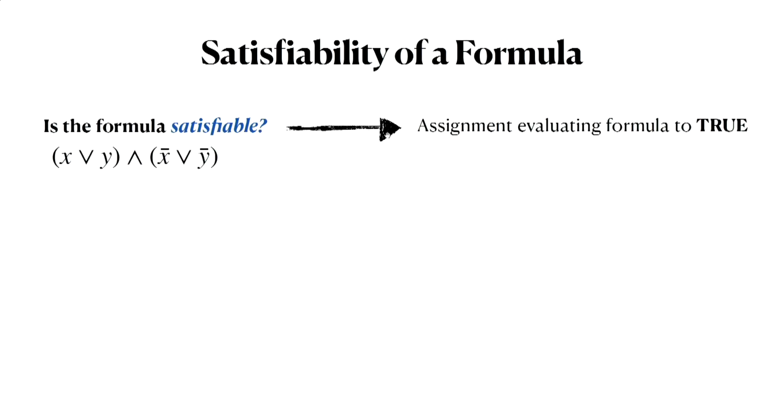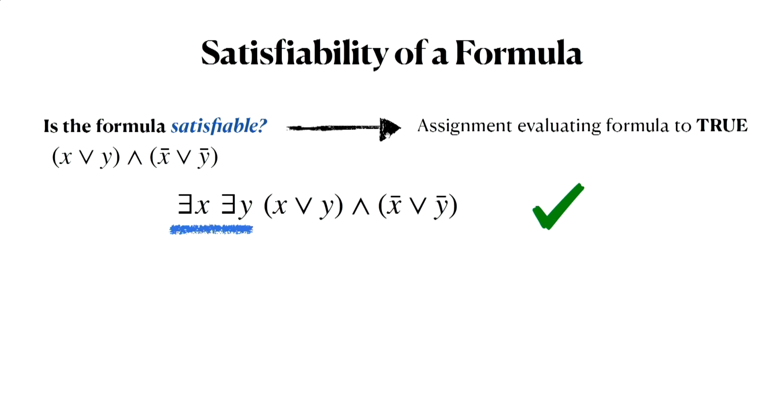I am interested in whether my formula is satisfiable or not. What do I mean by this? Is this formula satisfiable? Is there any assignment to my variables x and y such that when I plug the assignment into my formula, this formula evaluates to true? So the question I am asking is, does there exist an x and a y such that x or y and x bar or y bar is true? The answer is yes. Why is that? Because say I have x equal to 1 and y equal to 0. So with x equal to 1, the first clause x or y becomes true, and y equal to 0 tells me x bar or y bar is also true. So true and true gives me true.